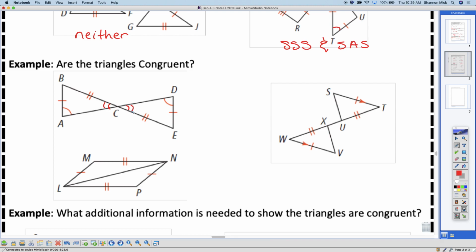So if two angles are congruent, then the three angles are congruent, right? What's the first half say? If two. Two. Okay.